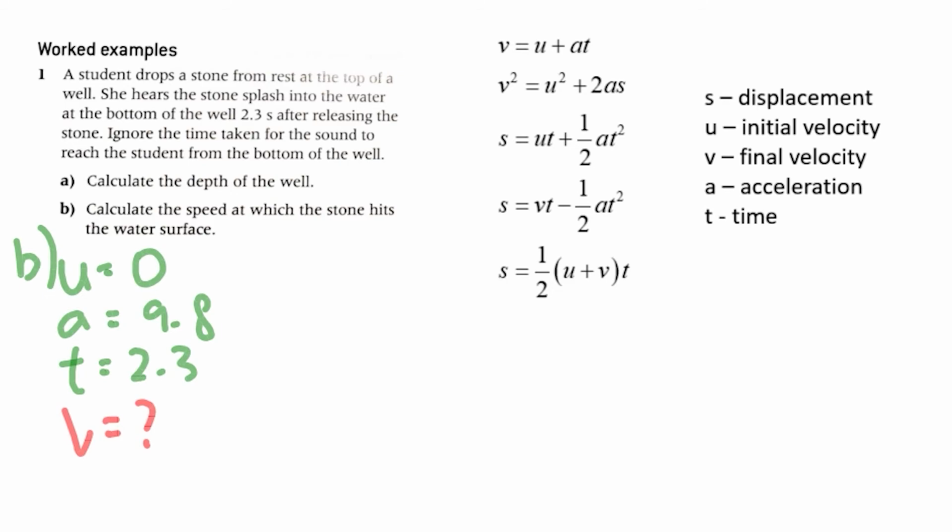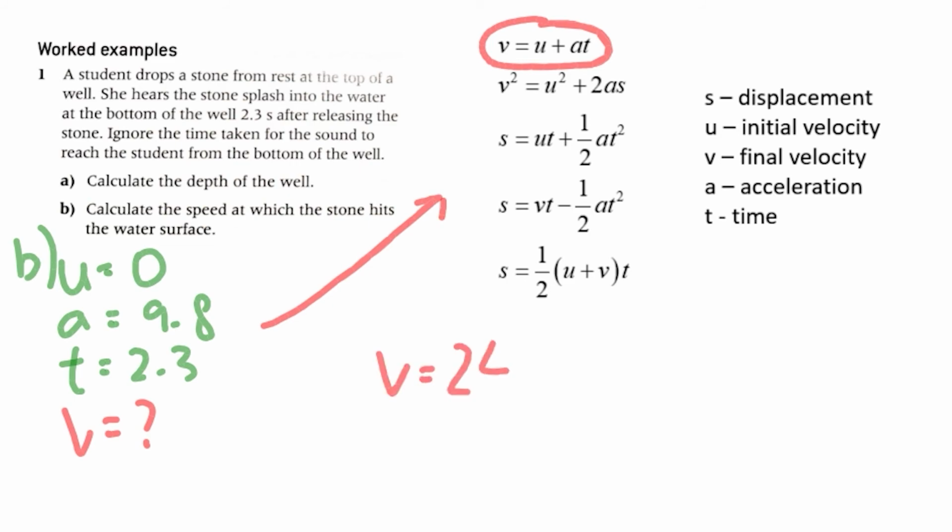Well, we use the equation v equals u plus at, because this one doesn't have s in it. Like I said before, we should not use a SUVAT equation with s in it in this example, because we have just calculated s and we might have gotten it wrong. So the most secure way is to use this SUVAT equation. Plug in the values and we get v equals 24 meters per second.